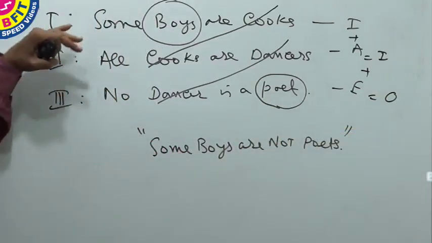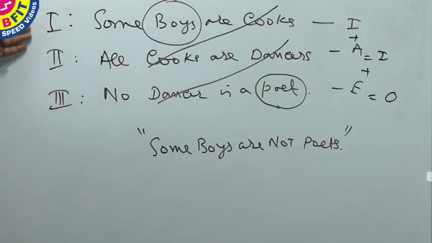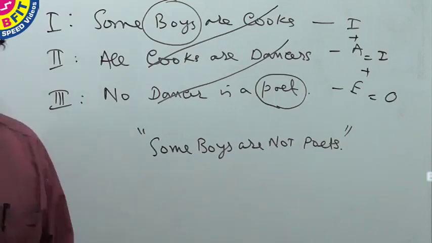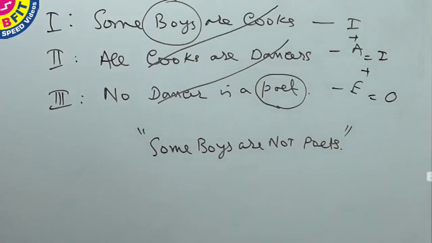That is because we have first drawn the mediate inference using statement 1 and 2. Then with the resultant conclusion, we have drawn mediate inference along with the statement 3. Some boys are not poets. That is the correct valid inference which we can arrive at by chain rule.